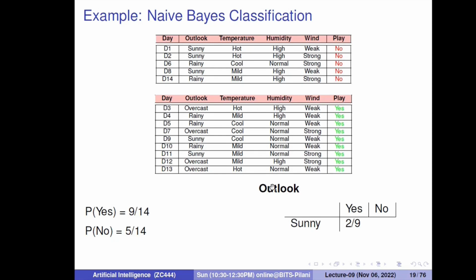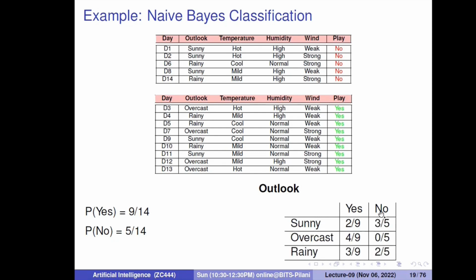Then, for example, for the outlook attribute, I wanted to find out for the yes class, what is the probability that it is sunny? Sunny appears in 2 places, so it is 2 by 9, because there are 9 examples here. What is the probability that it is sunny given no? 3 by 5. Similarly, overcast: here 1, 2, 3, 4, so 4 by 9. For no, overcast is not there, so 0 by 5. For rainy, 1, 2, 3, so 3 by 9, and for no it is 2 by 5.